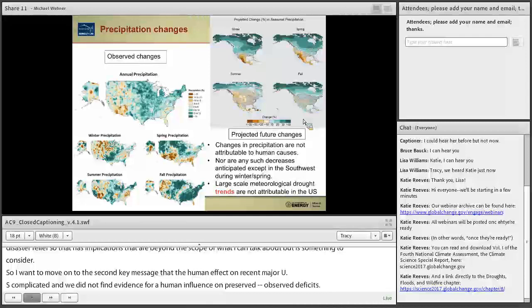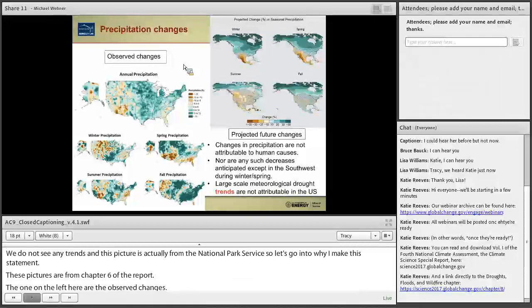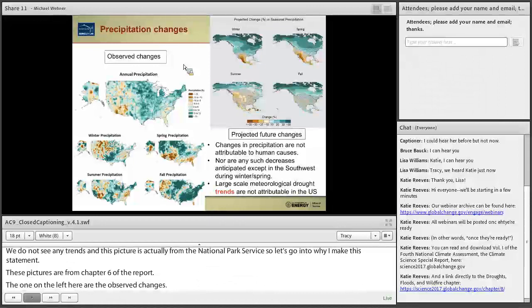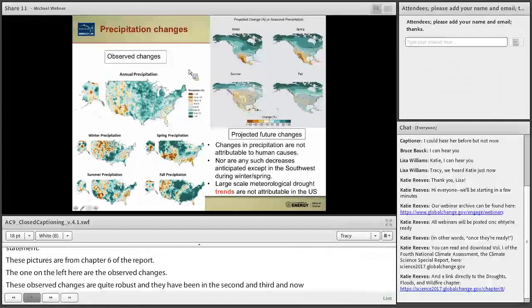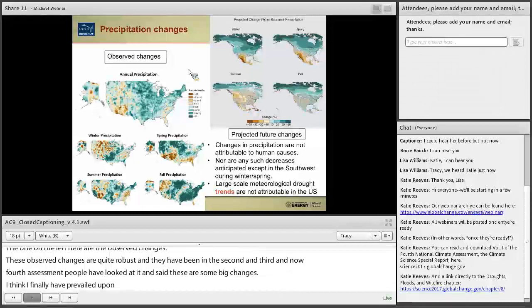These figures are actually from Chapter 6, the precipitation chapter of the Climate Science Special Report. The one on the left is the observed changes. Now, these observed changes are quite robust, and they've been in the second, third, and now fourth U.S. National Climate Assessment. And people have looked at this and said, well, it looks like there's some climate change here. You know, these are some big changes, for instance. And I think I finally have prevailed upon people that this is not evidence of climate change. In fact, this is evidence of large natural variability, which may not have been fully appreciated in previous reports, but I think it is now.